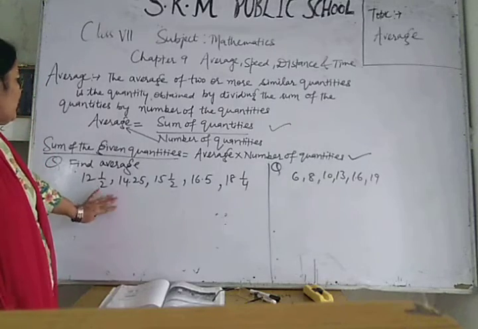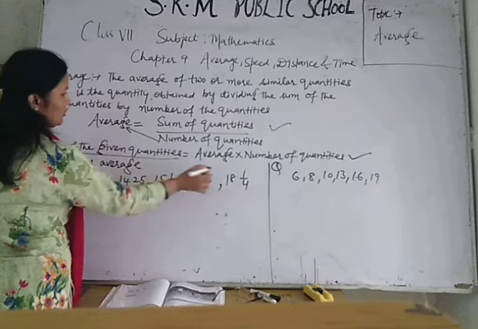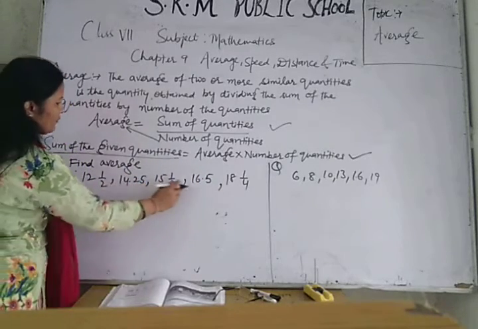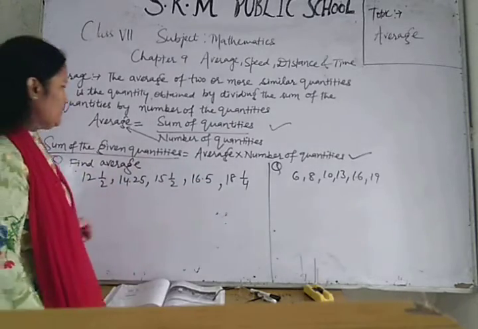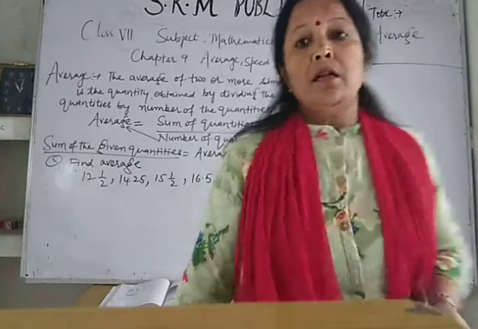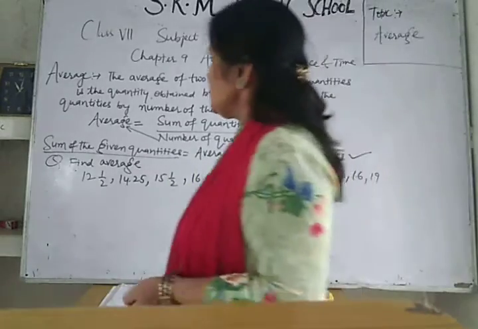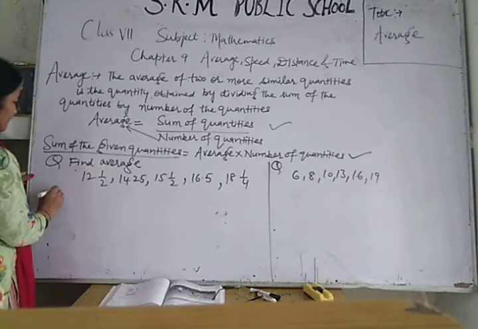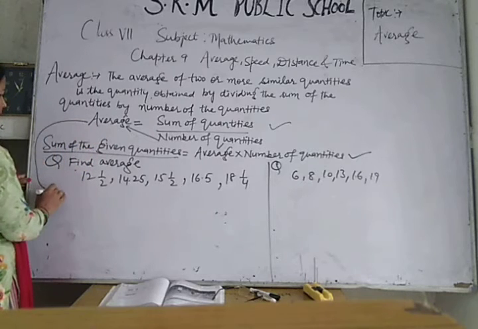So let's solve questions one and two of exercise 9.1. Here you are given to find the average of these numbers. Some are in decimals and some are in mixed fractions. We can write 12 and half, and first we write the formula.